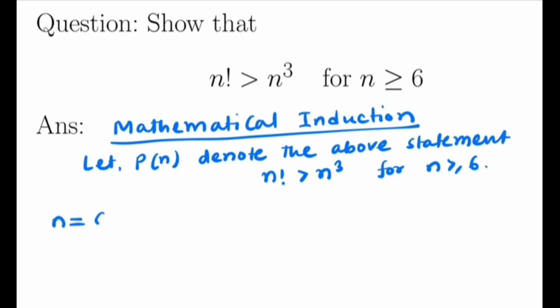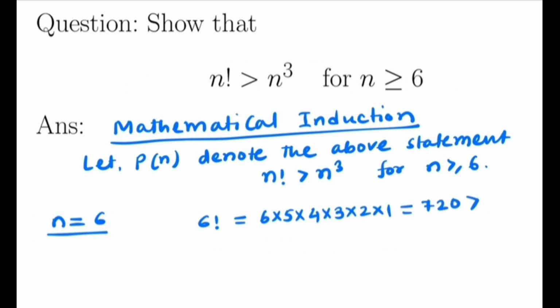So for n equal to 6, let's calculate 6 factorial. We know that this is 6 into 5 into 4 into 3 into 2 into 1. If we calculate this, we get 720, which is bigger than 6 cube, which is 216. So we see that P(6) is true.